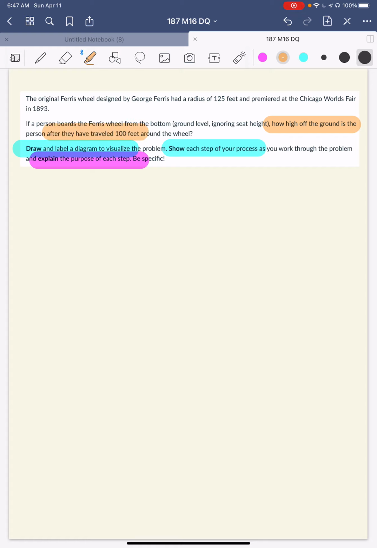All right, so I'm going to start by drawing this out. So the original Ferris wheel has a radius of 125 feet. So I'm going to start by drawing a circle. Oops, let me try that one more time. I'm not the best circle drawer. I'm going to start by drawing this circle. That's good enough. And the radius of the circle is 125 feet. So we know that means from the center down to here is 125 feet.